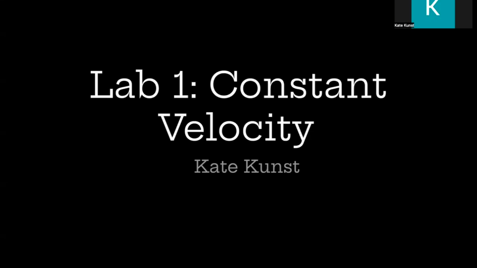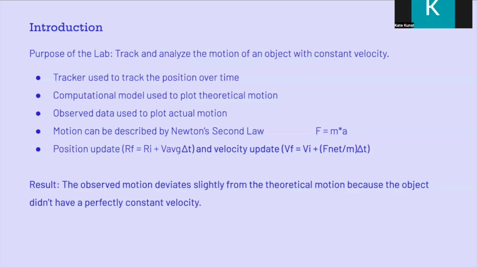So our first lab is the lab on constant velocity. The purpose of the lab was to track and analyze the motion of an object with constant velocity. So we recorded an object moving with a constant velocity, and we used Tracker to track the position over time. And using the data from the Tracker, we built a computational model to plot the predicted, theoretical motion. And then we used the observed data from Tracker to plot the actual motion.